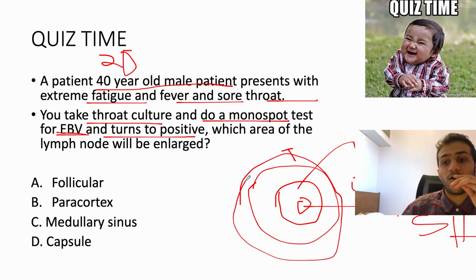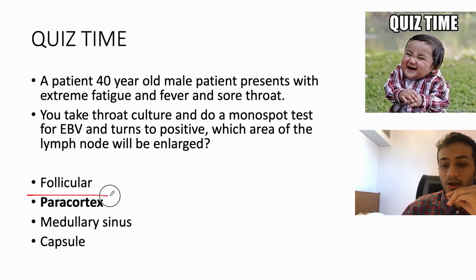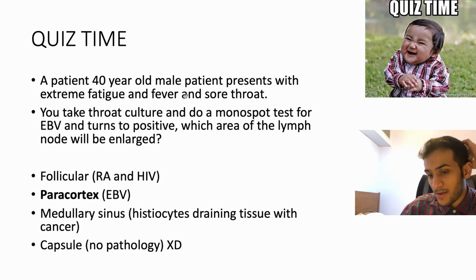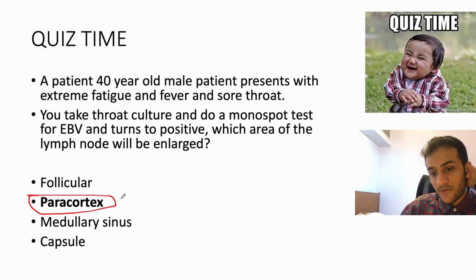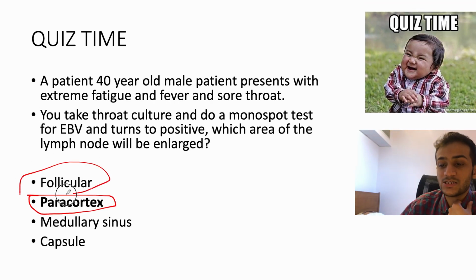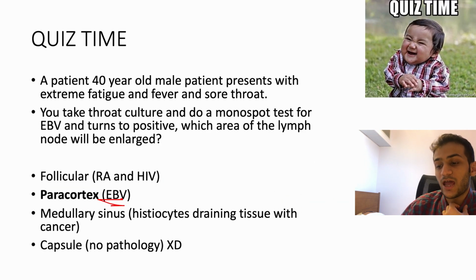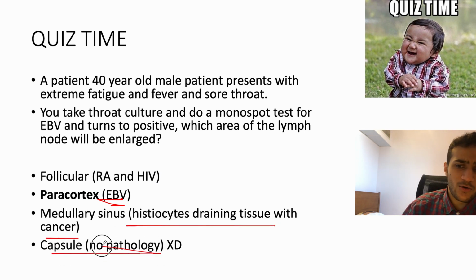So guys, for those of y'all who chose paracortex, that is completely correct. Paracortex is the area where we have T cells, so that's where you're going to activate EBV. And how about the follicular? What will follicular activate? Well, it activates two main diseases, rheumatoid arthritis and also HIV, as I showed in the next slide. And how about the histiocytes? Well, let's go check: histiocytes drain cancer. I don't have any pathology that I know of for the capsule, so yeah.